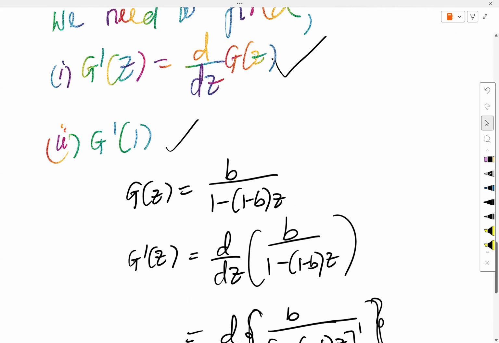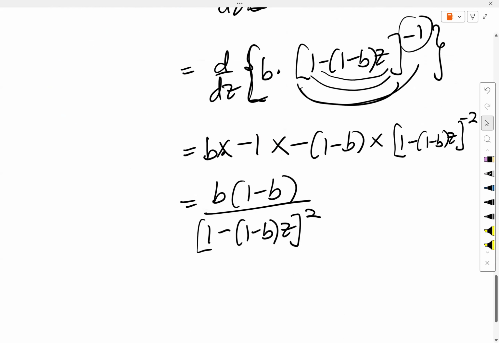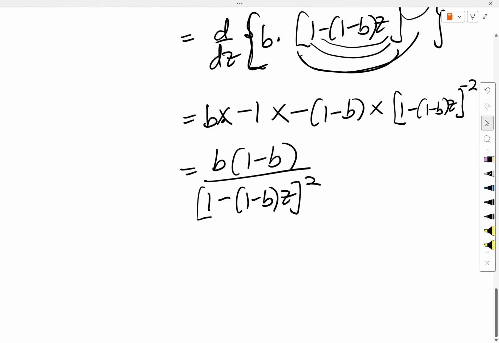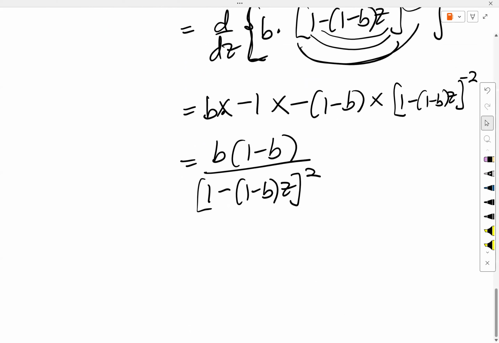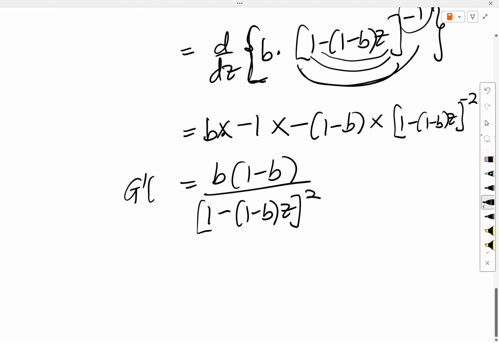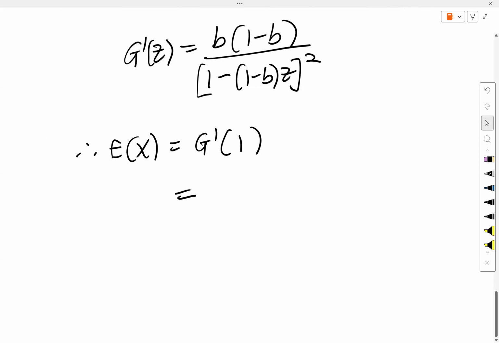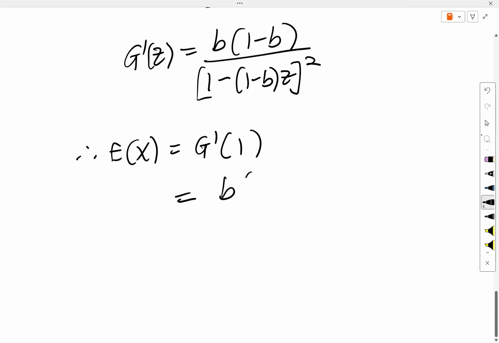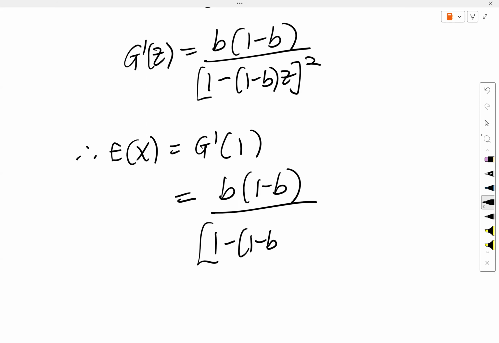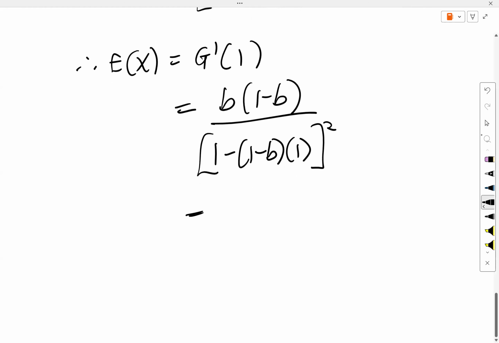The second part now, I want to evaluate g prime of 1, because the expectation of x is the derivative of g, the probability generating function, evaluated at 1. So this is basically g prime of z now. Therefore, expectation of x is equal to g prime of 1, and that means anywhere you see z, you put 1. So you have b into (1 minus b) all over (1 minus (1 minus b) into 1), all raised to power 2.